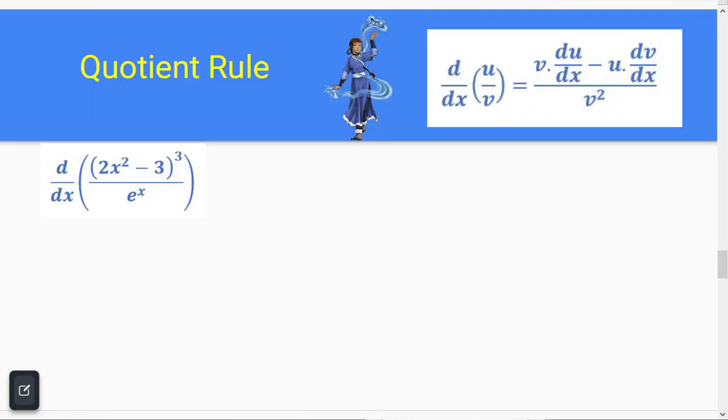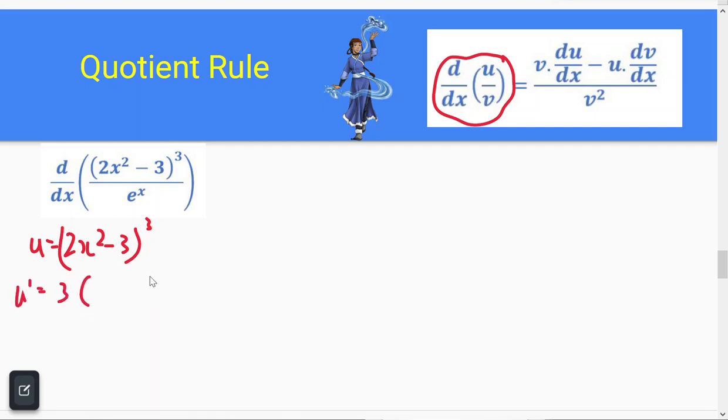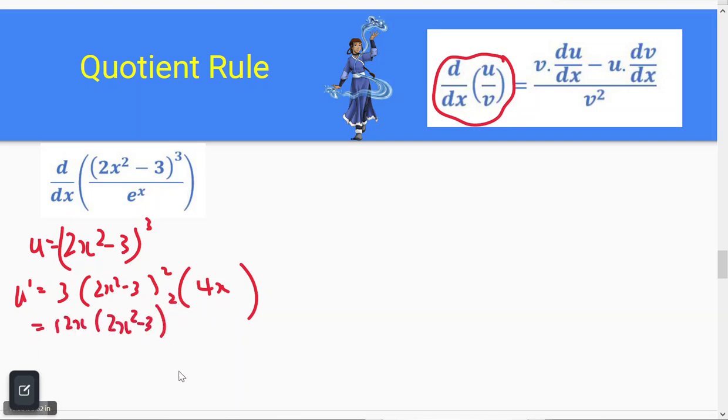And lastly, the quotient rule is a rule we use where we have an x in the numerator and an x in the denominator. The example here would be u is always on top. So u is going to equal 2x squared minus 3 to the power of 3. And notice we have a chain rule. So u dash will be 3 times all of that to the power of 2. And the derivative of the top is going to be 4x. So that gives me 12x, 2x squared minus 3 to the power of 2.